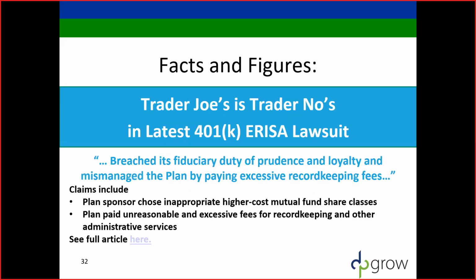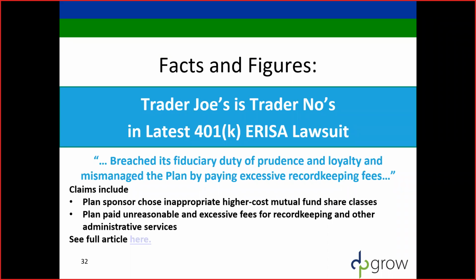Another one here, a place that I love to shop, Trader Joe's. In this particular example, what we saw here was they had a 321, a broker who was on this plan. And what was happening here was that the share classes were not deemed appropriate for the size of the plan. As you can imagine, Trader Joe's is a pretty big plan. And so the brokers on this plan were getting paid commissions as the plan continued to go up. Their commissions continued to go up.